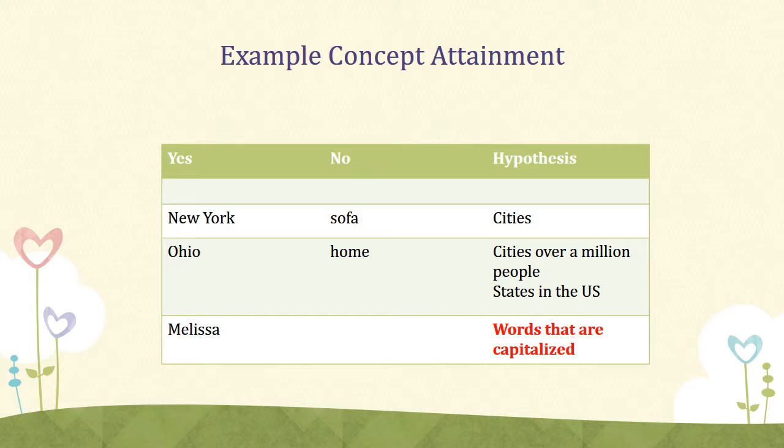Here's a simple example of concept attainment. You could start by listing New York under the yes column, sofa under no, and then maybe for hypotheses, cities. So they're starting to develop a little bit of a concept. Ask them to provide something under the yes column. You could come up with Ohio, and then under the no column, home, and the hypotheses could be cities over 1 million people or states in the United States.